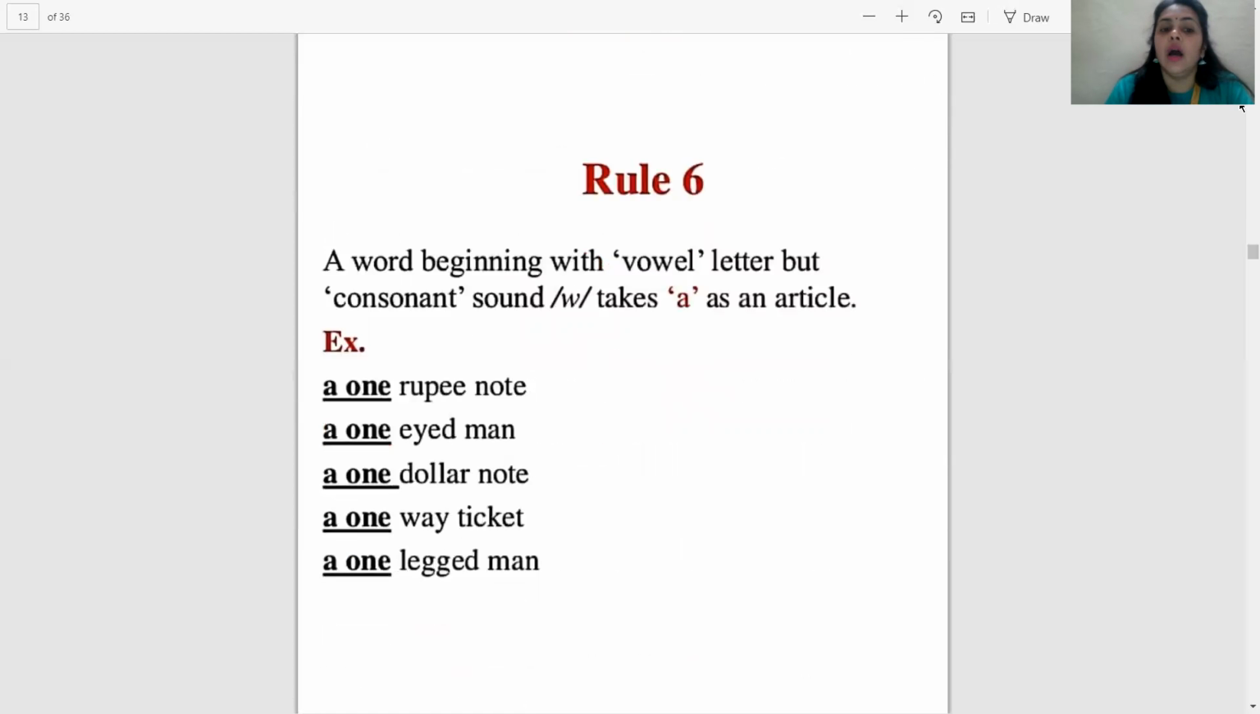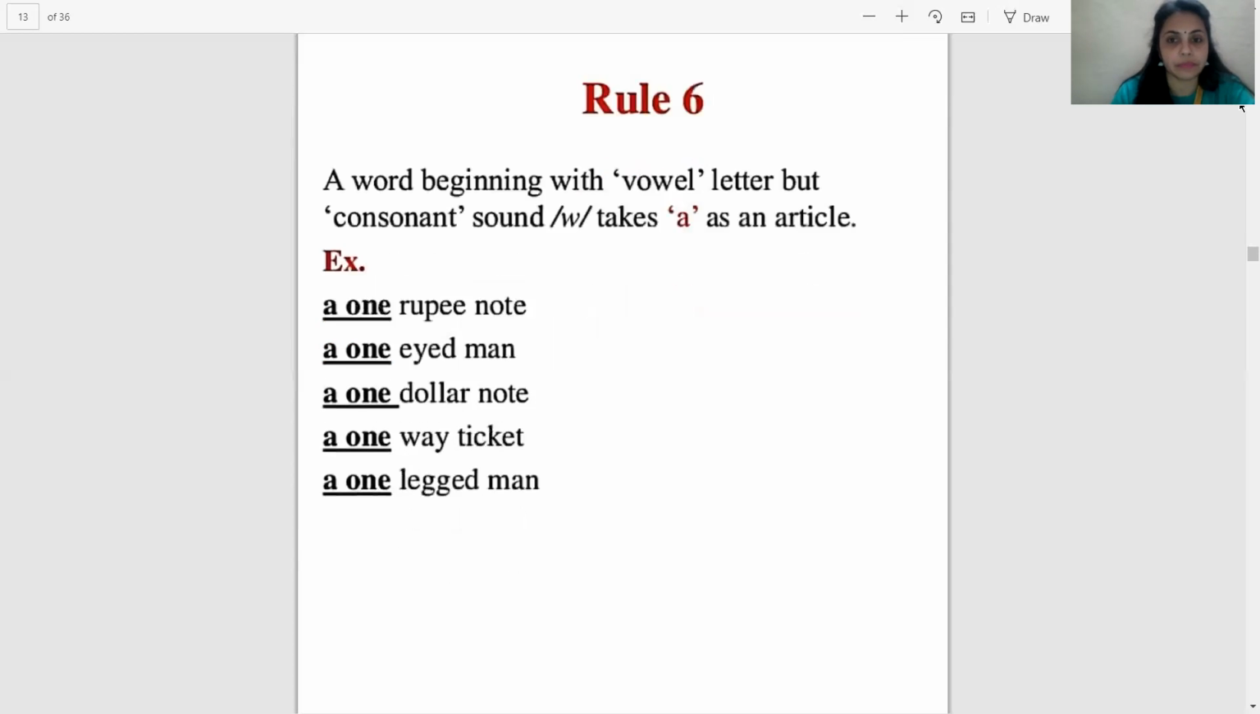Rule 6. A word beginning with a vowel letter but a consonant sound. Generally, we are at times confused about what to use because the word begins with O, but the sound is not of O, it's of W, "one". So a 1 rupee note, a one-eyed man, a $1 note, in this manner.